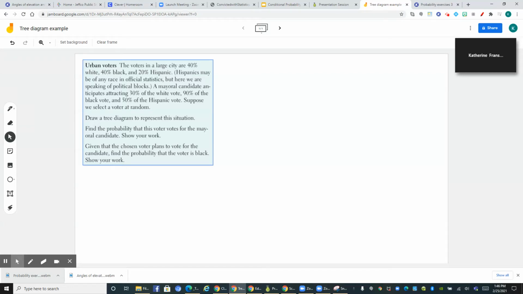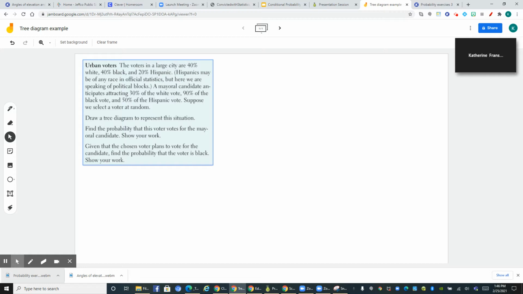Okay, here's a video showing how to set up a tree diagram and then use it. So what we have here is a problem about urban voters. The voters in a large city are 40% white, 40% black, and 20% Hispanic. Please note Hispanics may be of any race in official stats, but here we're speaking of political blocks. So kind of different there.